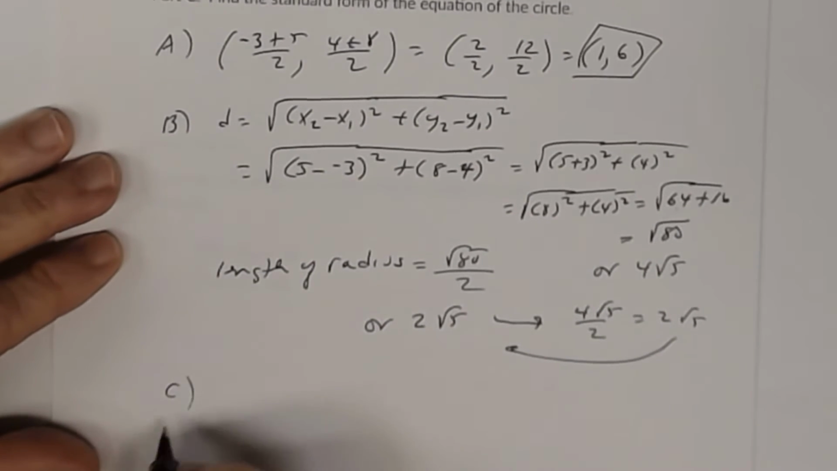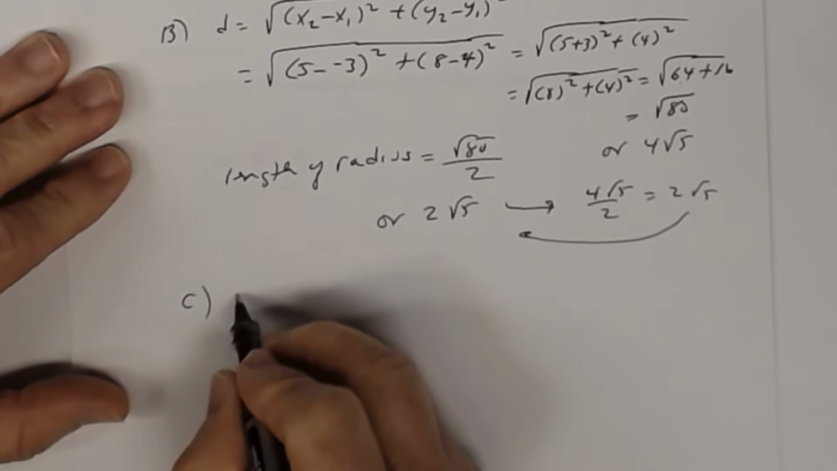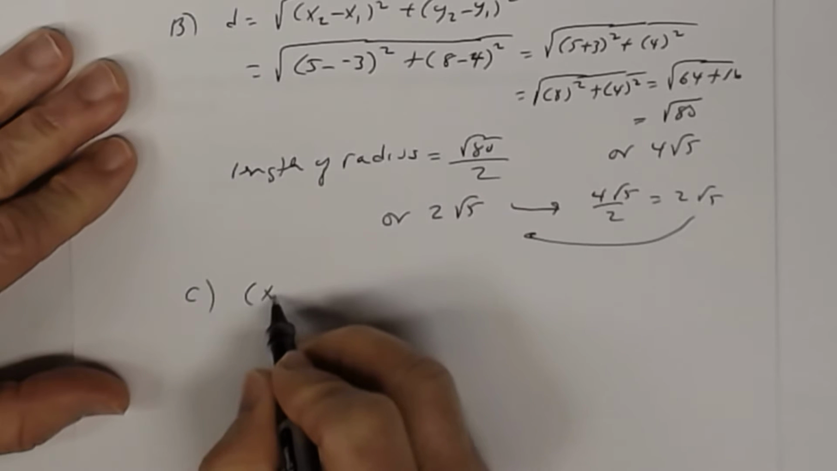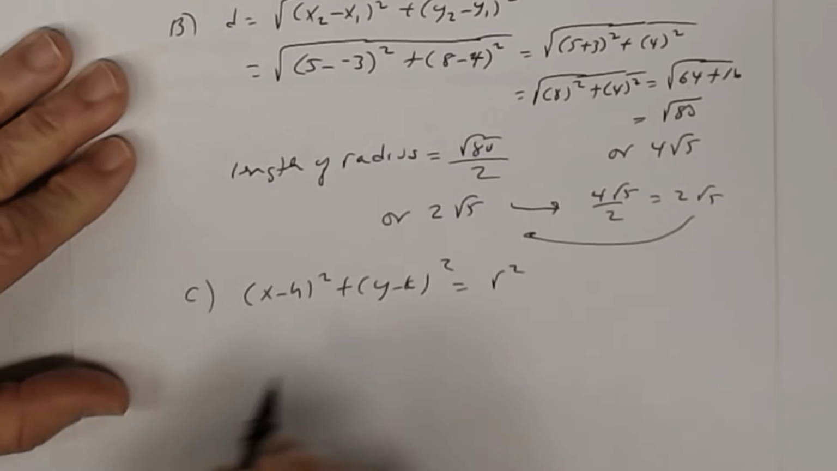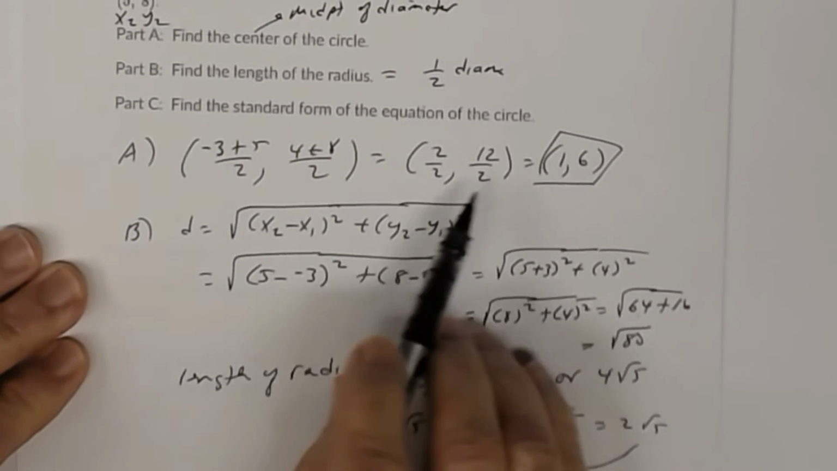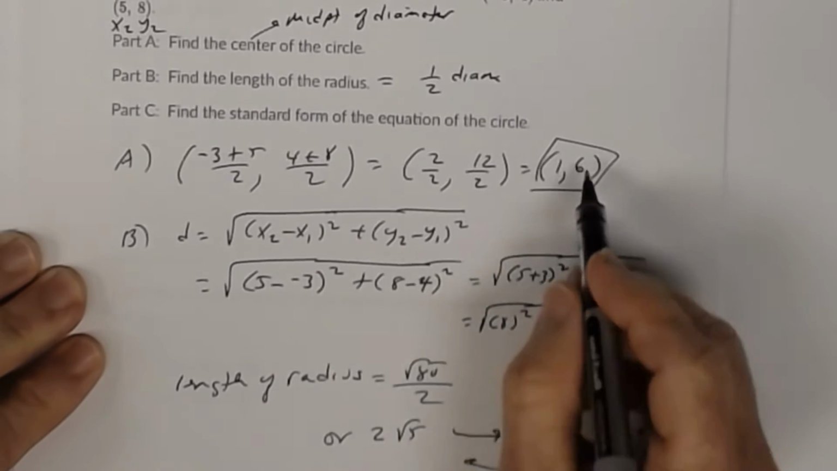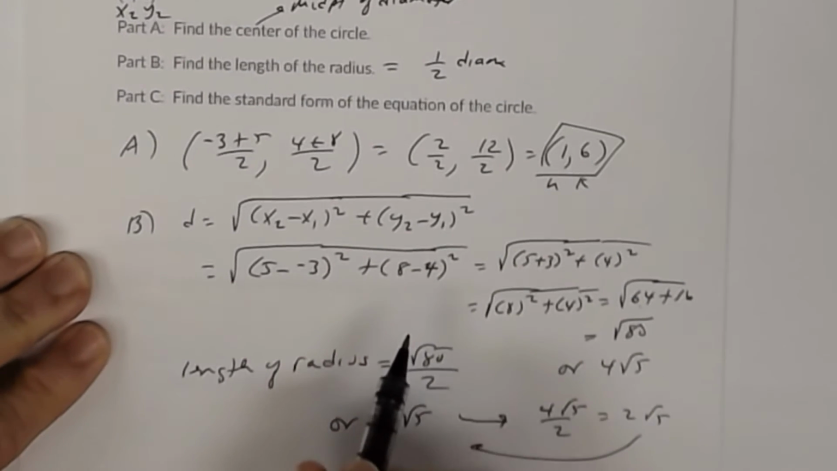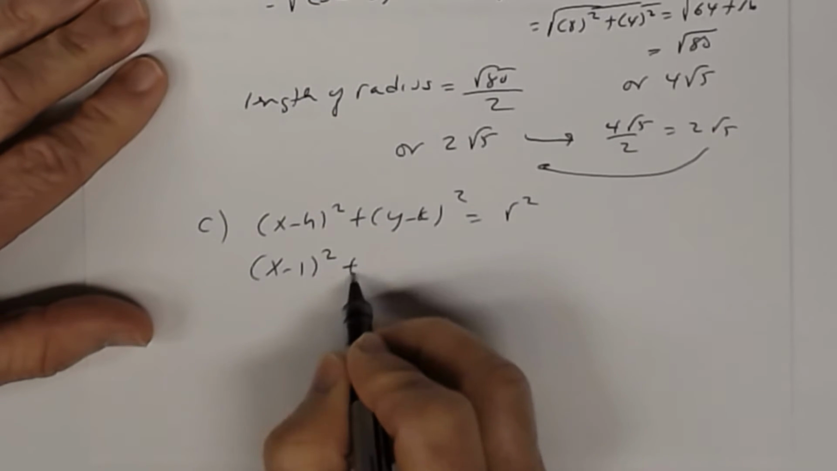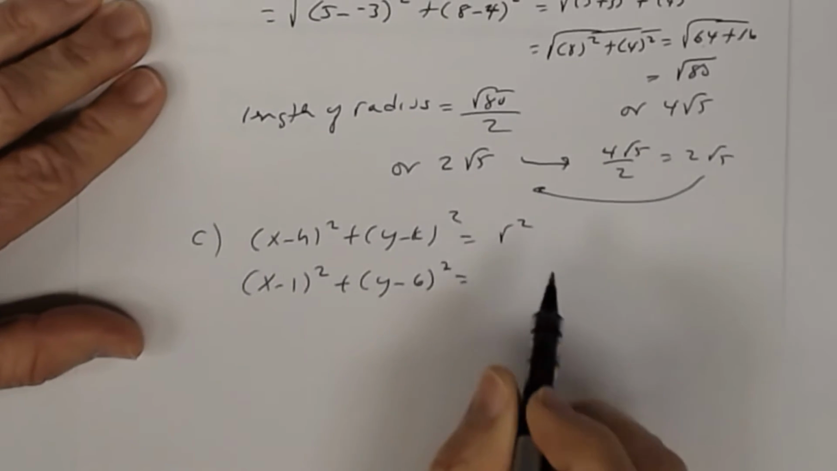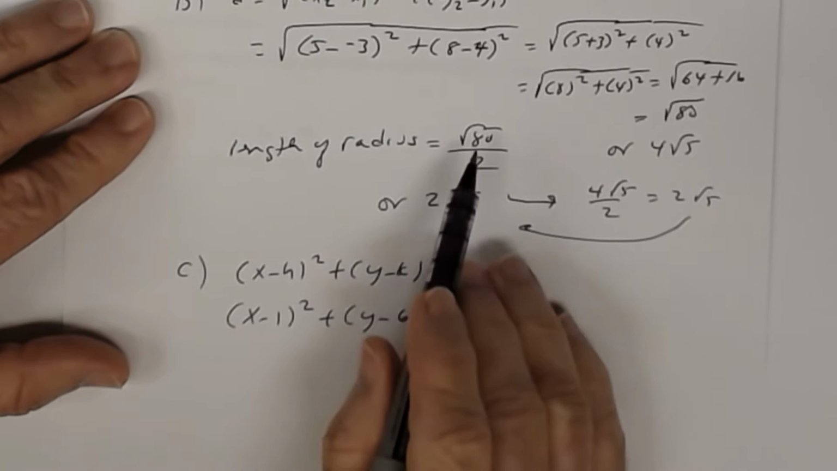Alright, now part C, you want to find the standard form of the equation of the circle. So remember, the standard form of the equation of the circle has this form. x minus h squared plus y minus k squared equals r squared. And so we already found the center. So there's your h, there's your k. So h is 1, k is 6. So that becomes x minus 1 squared plus y minus 6 squared equals, now the radius, I'm going to go ahead and use this one. It doesn't matter, you can use this one as well, but I'm going to use this one.